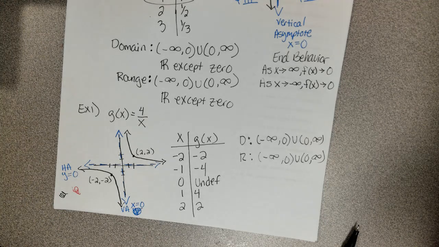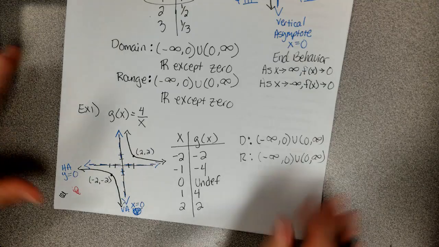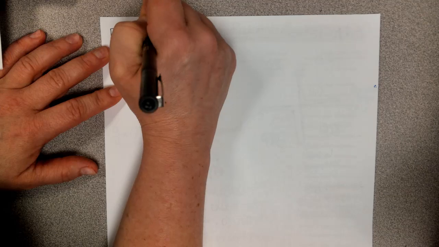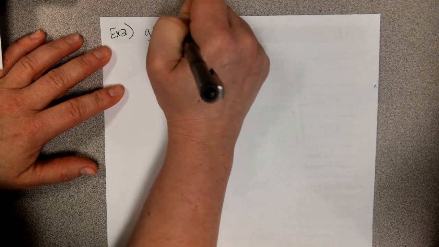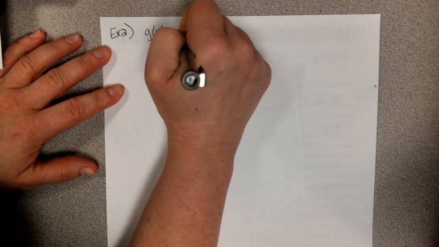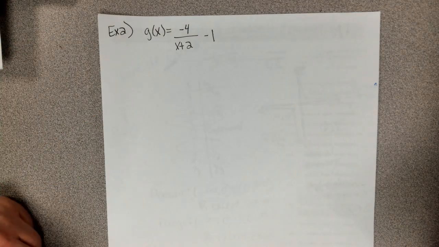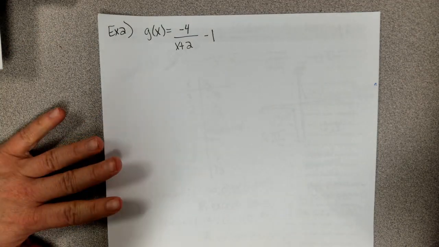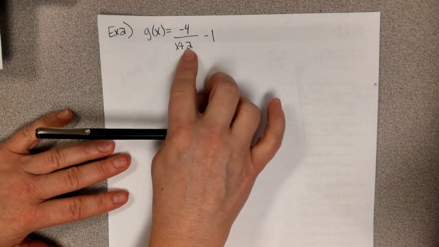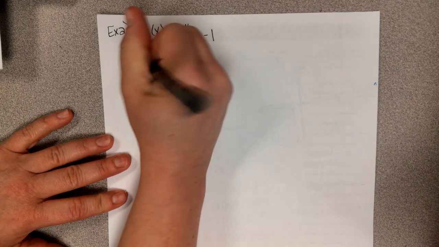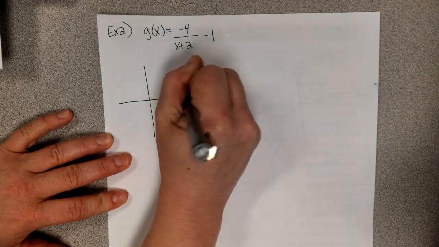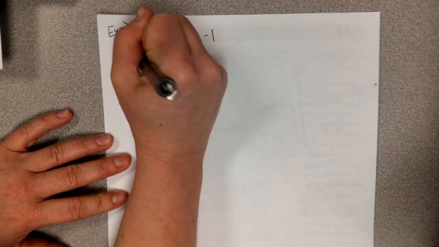Now you can actually change your asymptotes, so let's look at an example where the asymptotes do change. Okay. Let's go here. So let's say I'm going to graph g of x equals -4 over x plus 2 minus 1. Okay, now what this is going to do, this is going to be your left-right movement. This is going to be your up and down movement. So when you graph that, you'll see that change.